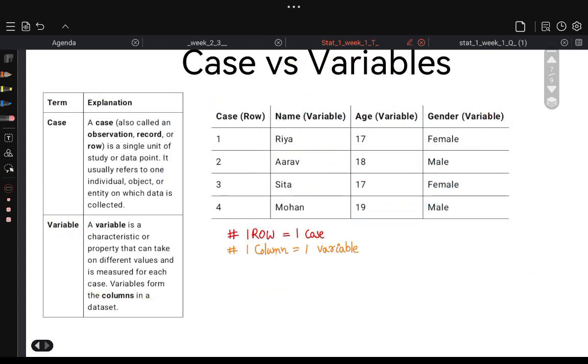Okay, now it is clear. So what did we conclude? See, first one, this is a name variable. It has a name called variable and stores multiple constant values. And similarly for age and gender as well.